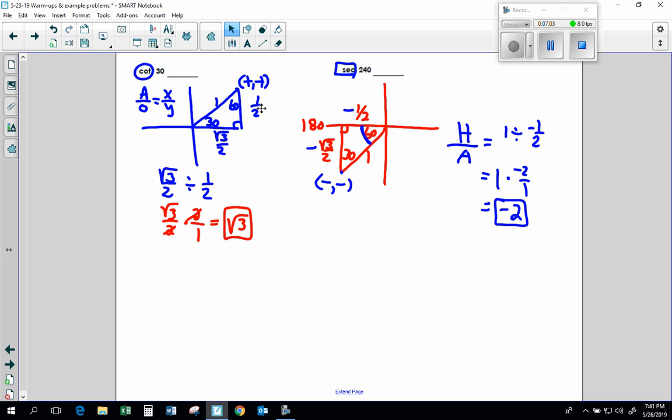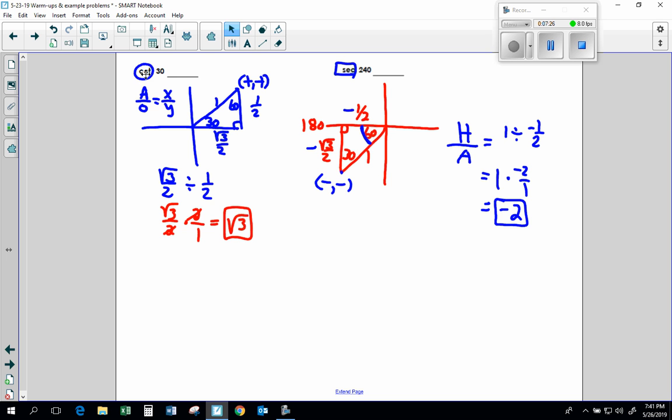Hypotenuse 1, opposite the 30 degree angle is 1/2, opposite the 60 degree angle is square root of 3 over 2. That does not change. We check our signs for quadrant 1. Both of them are positive. We're good to go. So again, that triangle for 30 degrees is always drawn the same way. It doesn't matter if it's sine, cosine, tangent, cotangent, cosecant, or secant.